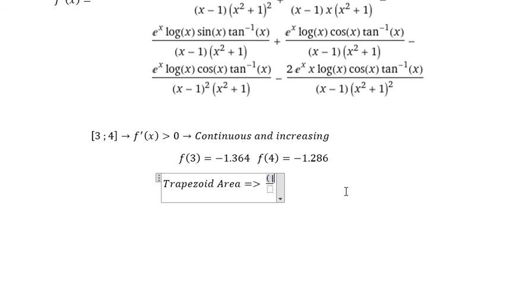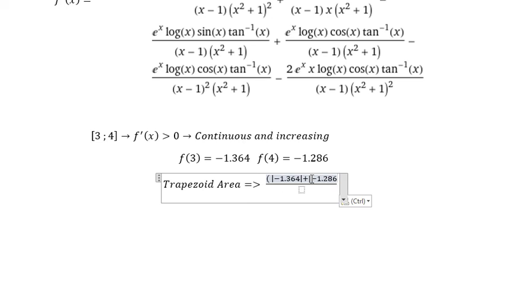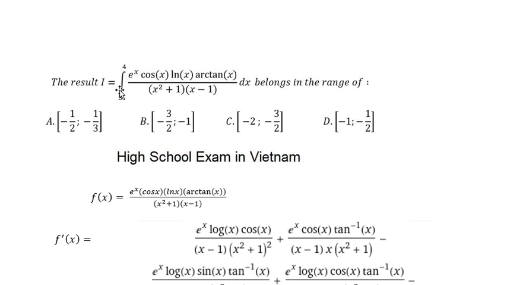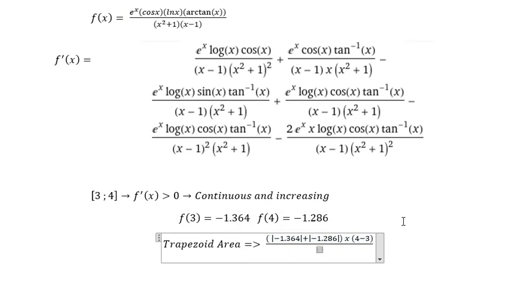So we take the absolute value of this number plus the absolute value of this number, and then we multiply with 4 minus 3. That's the number in here, and we divide with number 2. Later we can get the final answer.